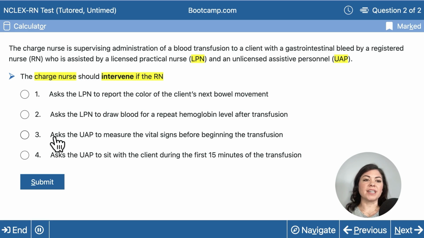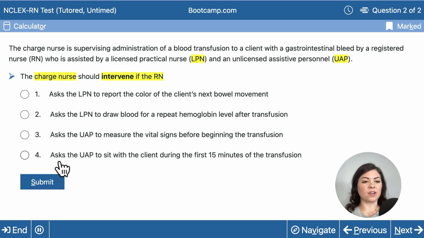The third option, ask the UAP to measure the vital signs before beginning the transfusion. So that's really our key word there, before. So this client should be stable because there's no risk related to a transfusion yet because we haven't begun the transfusion. So asking a UAP to measure vital signs on a stable client is an appropriate delegation task and should not require charge nurse intervention.